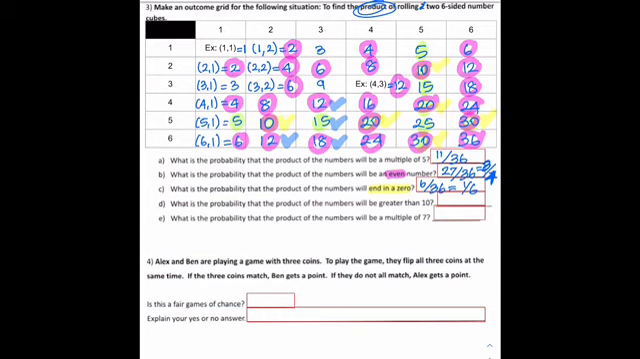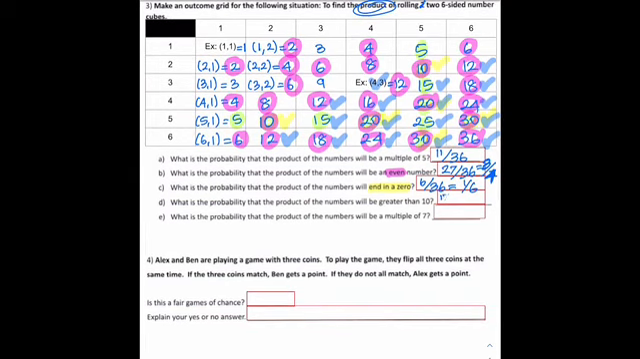I see 5, 6, 7, 8, 9, 10, 11, 12, 13, 14, 15, 16, 17. So we have a total of 17 numbers that are greater than 10. So I'm going to put 17 out of 36 here. Can we simplify it? No. So we will just leave it as it is.